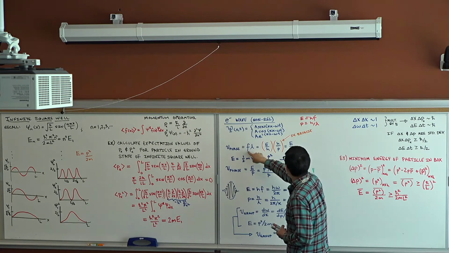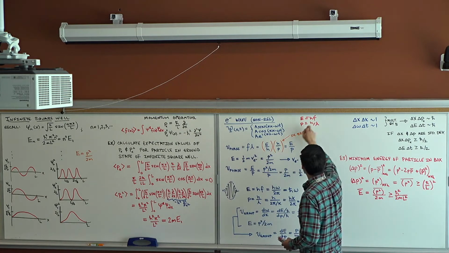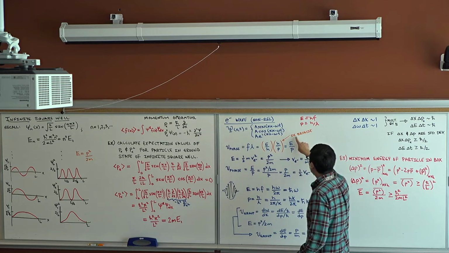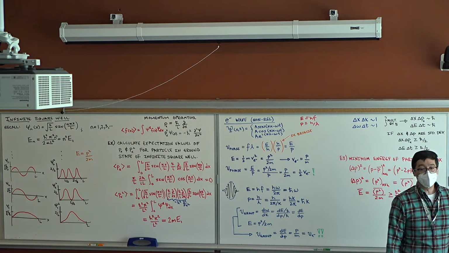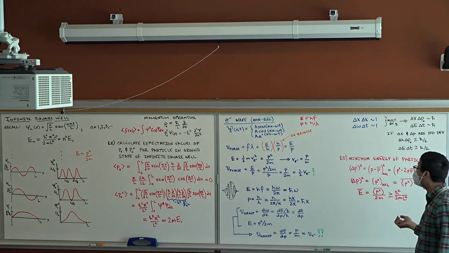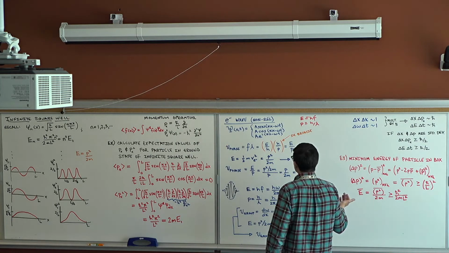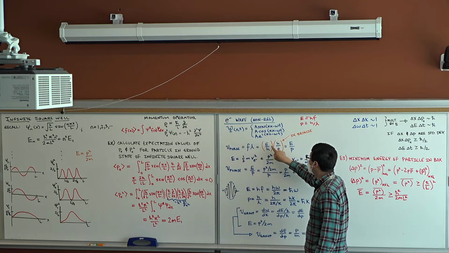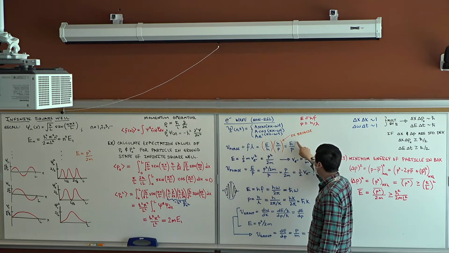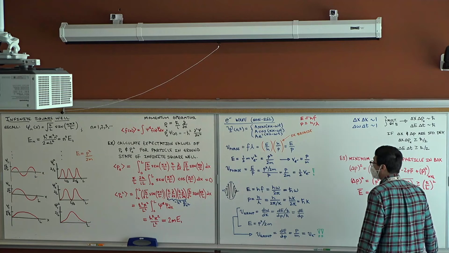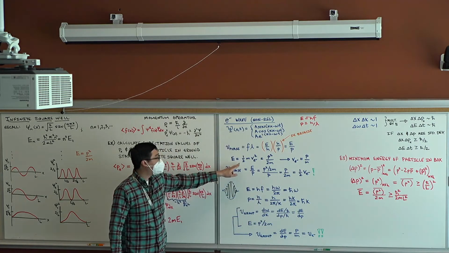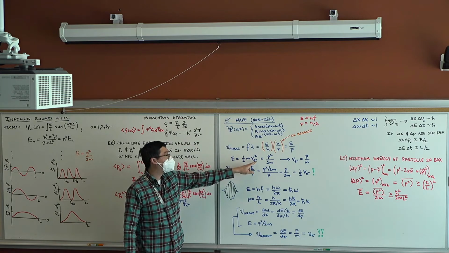And so I can replace f with E over h, and I can replace lambda with h over p. These are the de Broglie conjectures, right? But note something cool happens here. If I take f times lambda, E over h times h over p is just E over p. Since this is non-relativistic, we can get away with saying that the kinetic energy goes as half mv squared.